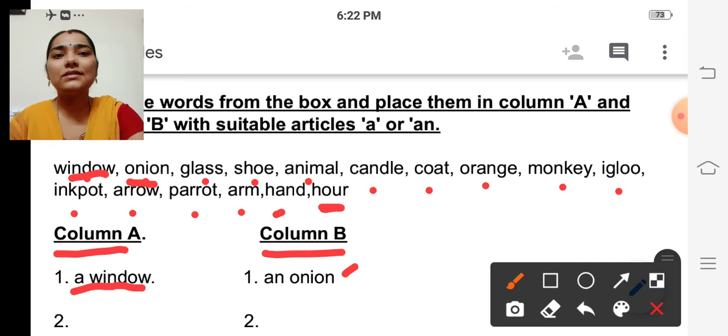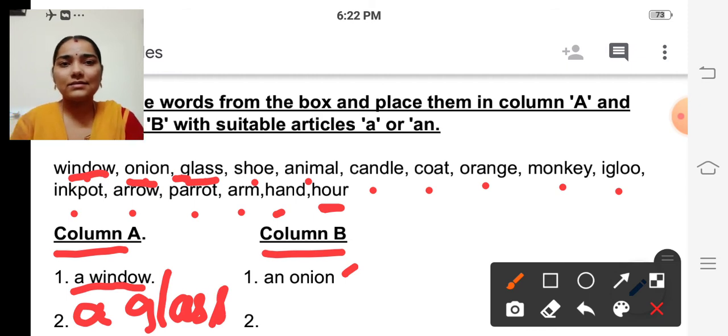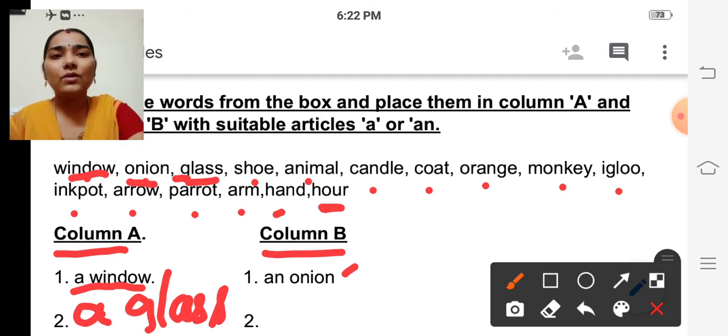And next word is glass. So the first letter is not a vowel, isn't it? G is not a vowel and it's not a vowel sound. Glass. So which article should come? A glass, isn't it? A glass. See the next one.